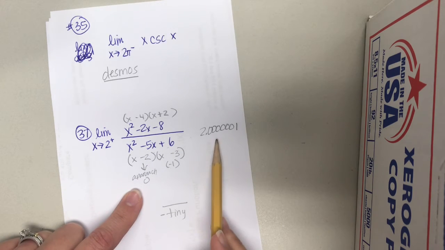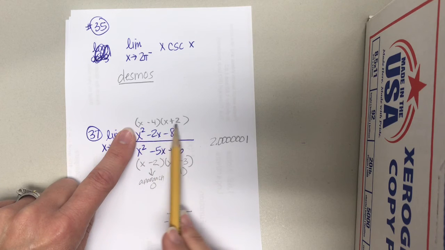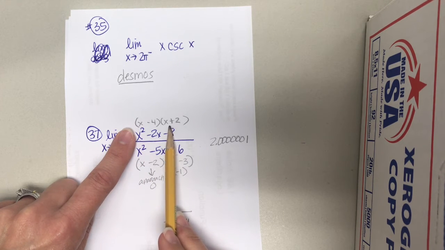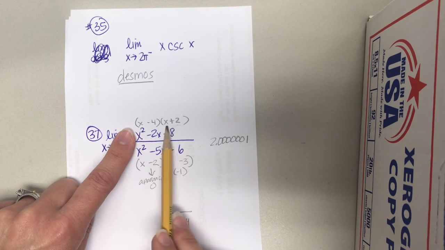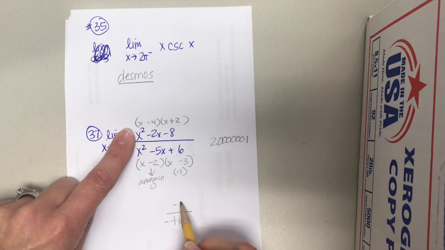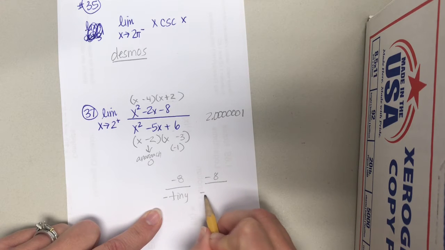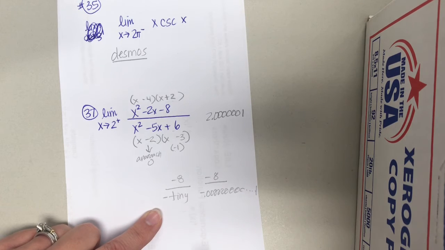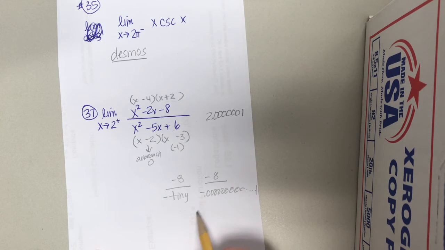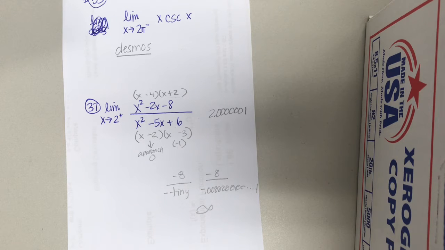On the numerator, we're going to have roughly -2 times 4, right? This is going to be close to -2 times 4, which is -8. So if we have -8 divided by a really tiny number, like -8 divided by -0.00000000001, you're going to get a positive infinity. And that's the answer to 37.